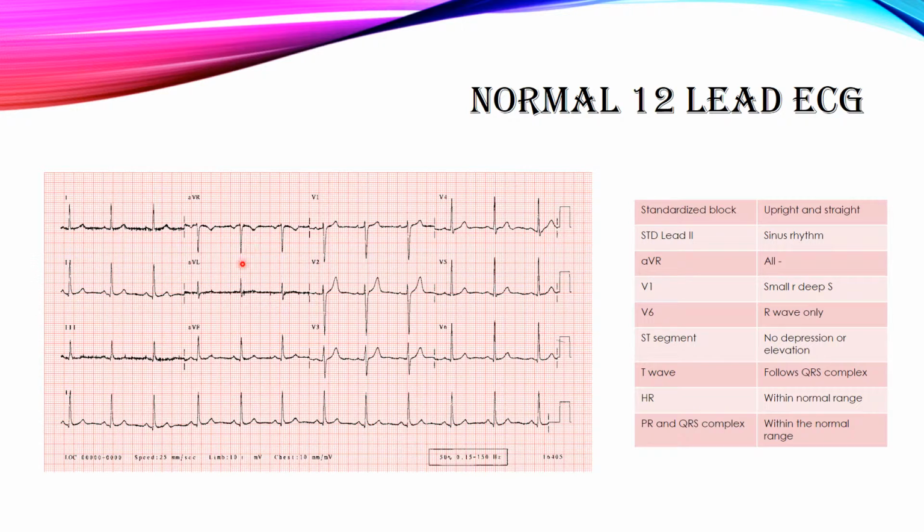And this is an image showing the normal ECG. You can see in AVR everything is negative. You find a normal V1 phase as well as a normal V6 phase. Standard lead 2, you have a P wave in front of each QRS complex at constant distances. This is normal.